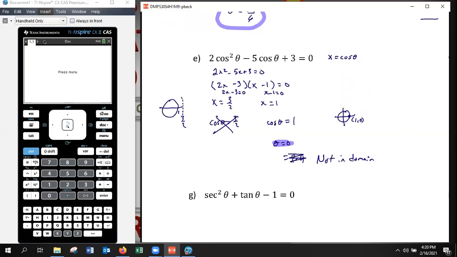So when it came down to this problem, I was expecting 4 solutions. I was expecting 2 from the cosine and then 2 more because of the squared, but I really only had 1 solution. And that's okay, because for me, it's about how do I recognize how many solutions can potentially occur, and can I account for all of those?